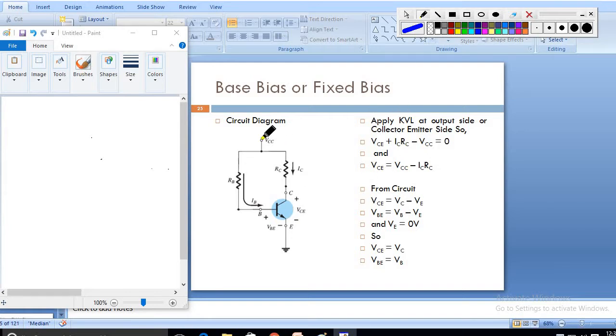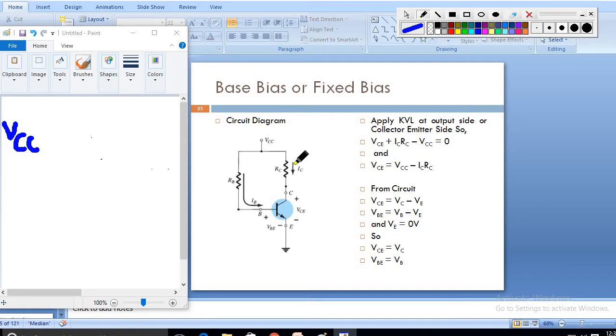So see here, this is the output portion. From here to here, this is exactly the output side. So we need to apply the KVL for this particular output loop. So see here, starting with VCC. Okay, then again, as I told you, the polarity here is positive and negative.